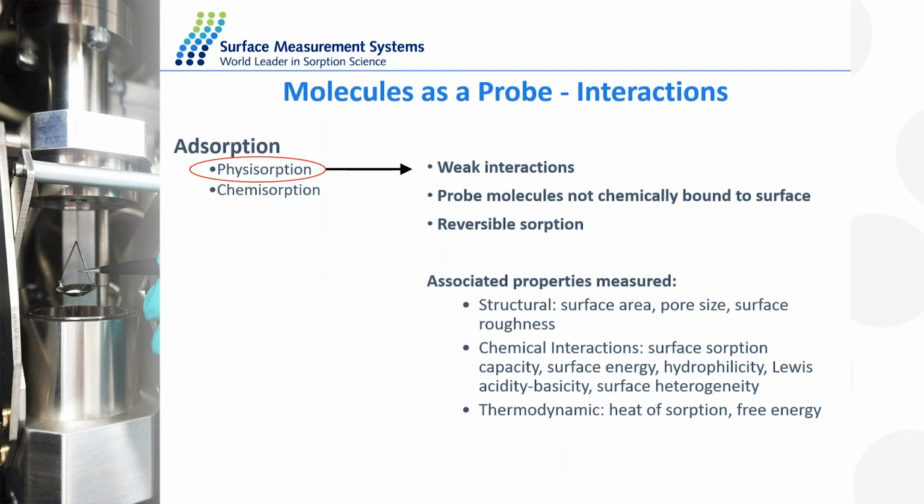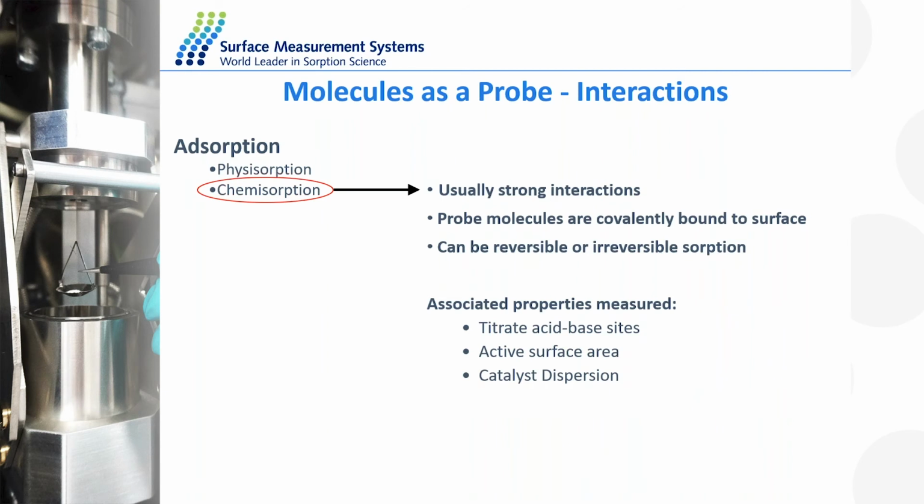So with adsorption, we have two types of interactions. We have physisorption, and these are weak interactions, and the molecules are not chemically bound to the surface, and this can give rise to reversible sorption. There are a few properties that can be obtained from this. These are structural properties, for example, surface area and pore size. We can also understand chemical interactions, for example, hydrophobicity and surface heterogeneity. We can also understand thermodynamic properties such as heat of adsorption and free energy.